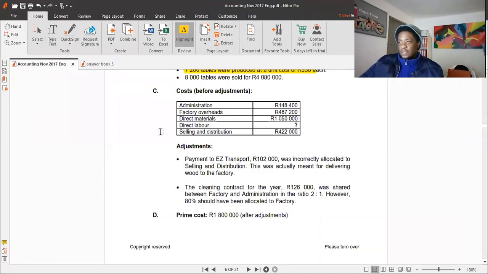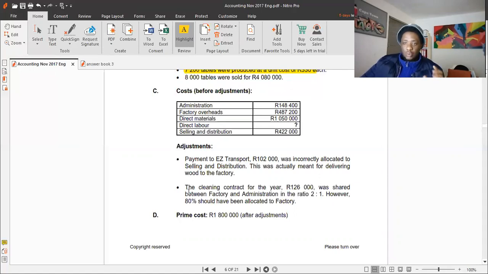With regards to the factory overhead cost, we have an amount that's already been given here, 487,200. And then we are given some information relating to factory overheads. They say the cleaning contract for the year amounted to 126,000 and was shared between the factory and administration in the ratio of 2:1. So it was shared, and it's already included in that amount of factory overheads. However, they say 80% should have been allocated to the factory.